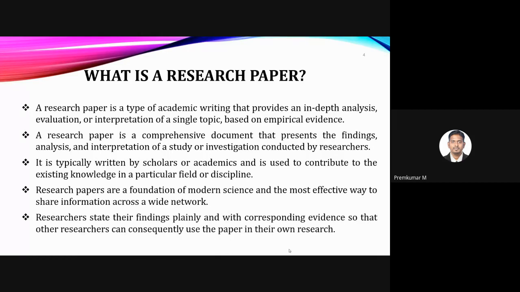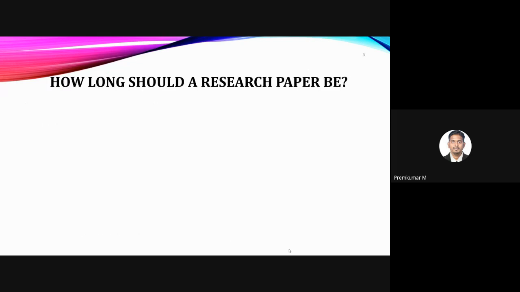empirical evidence. Researchers state their findings plainly with the corresponding evidence, so that others can consequently use the paper in their own research, because it's already proved to be a better one. Obviously people can take it as a role model and as a base paper, and do their own research. So these are all the things that matter in research papers. Okay, so I gave a small summary about the research paper.